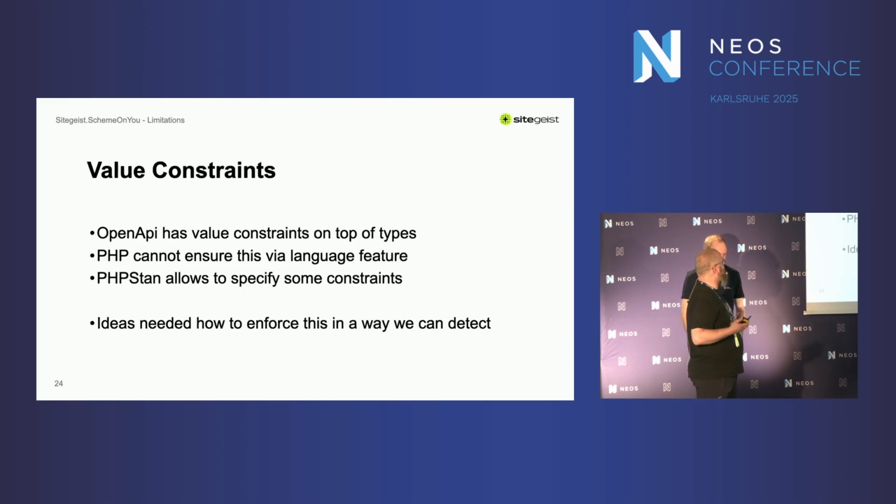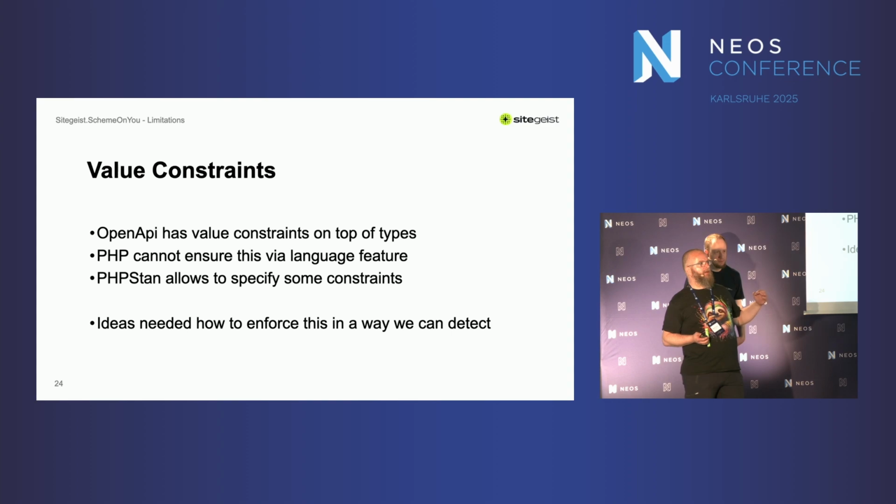There are also some constraints, or rather limitations regarding constraints, because in many cases you want to express more than just that it's an integer. It might be a positive integer, it might be a string that matches a specific pattern, it might be a class name, and OpenAPI allows you to specify that.